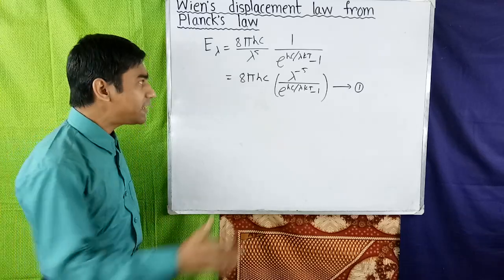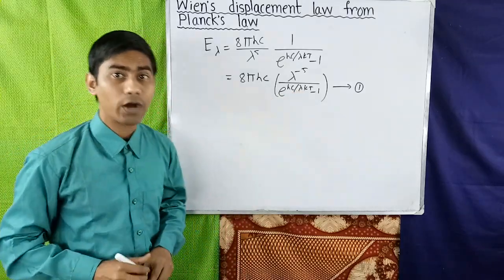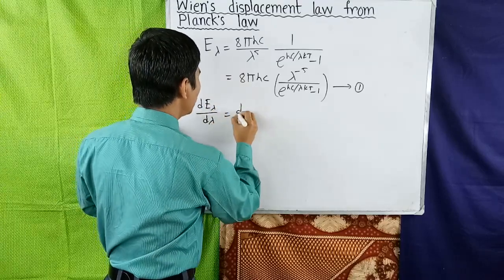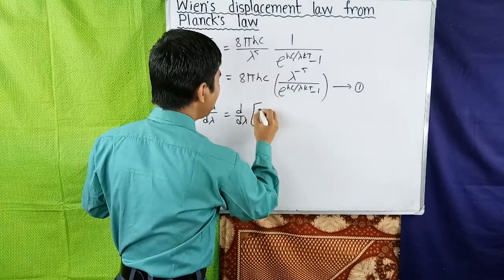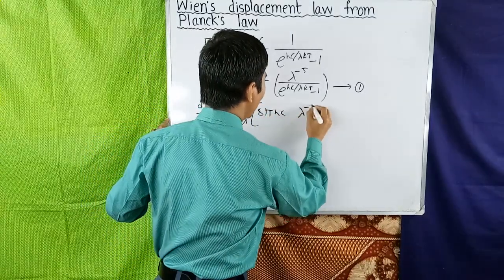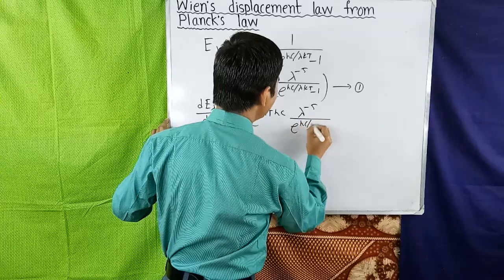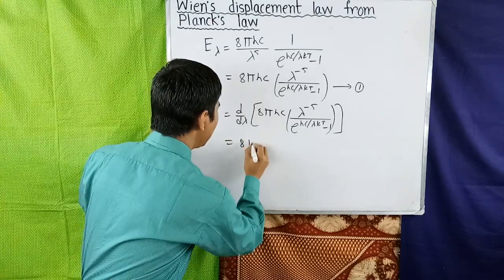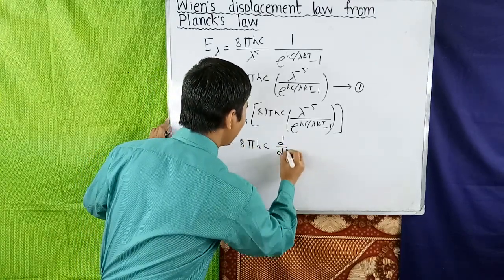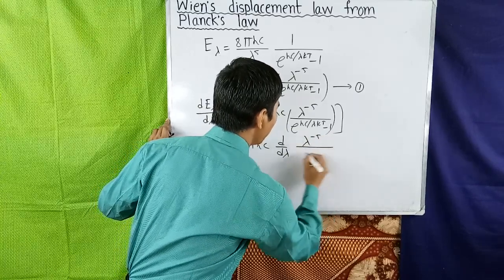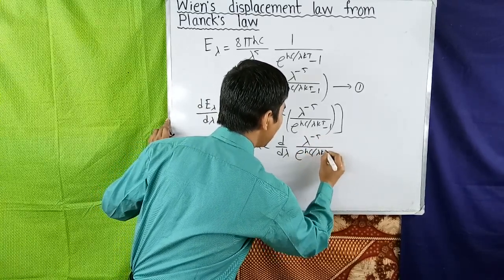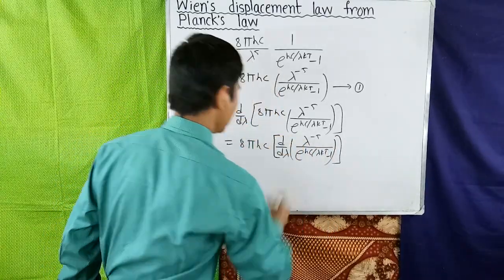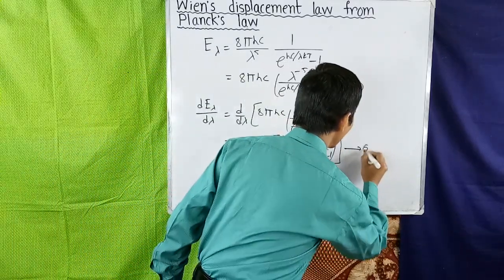Now differentiating equation 1 with respect to lambda, we get dE lambda by d lambda equals d by d lambda of 8 pi hc into lambda to the power minus 5 by e to the power hc by lambda kT minus 1. This equals 8 pi hc into d by d lambda of lambda to the power minus 5 by e to the power hc by lambda kT minus 1. Suppose this is equation 2.